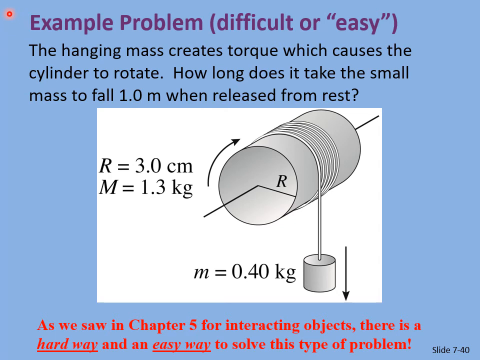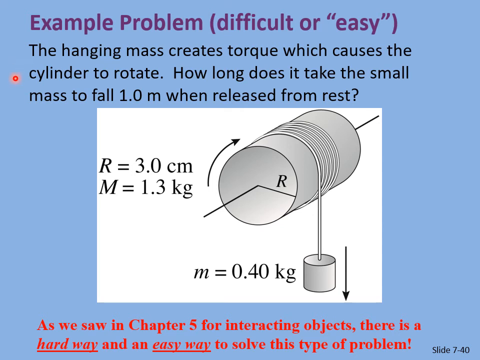So here's our last example of this chapter. And this one we have another cylinder here, a solid cylinder with a string wrapped around it again. And this time we don't have a hand pulling it, but we've got a mass hanging here that's going to create the force and the torque that's going to get this thing to start rotating. So the hanging mass creates torque, which causes the cylinder to rotate.